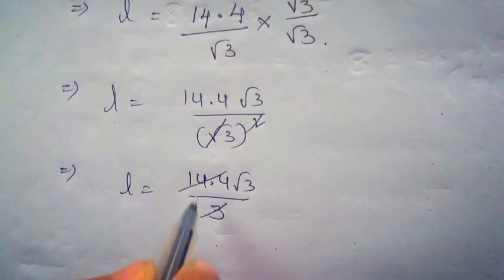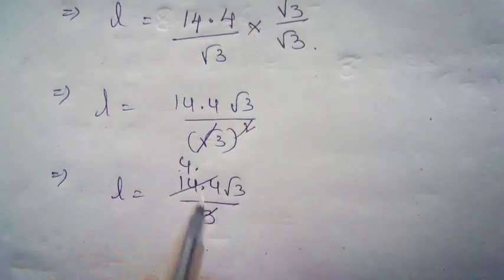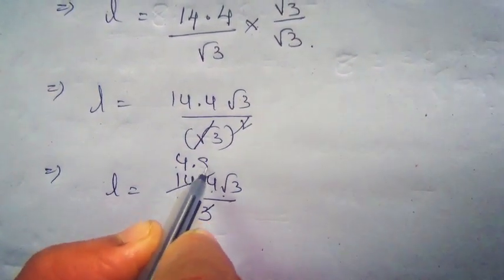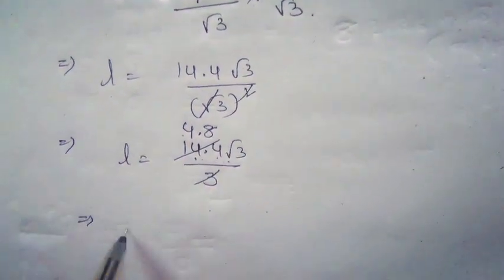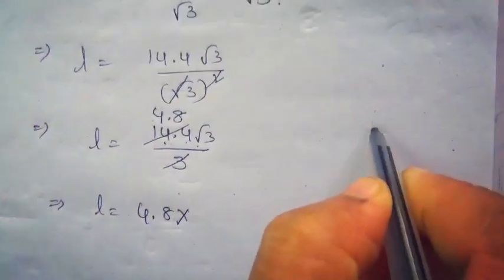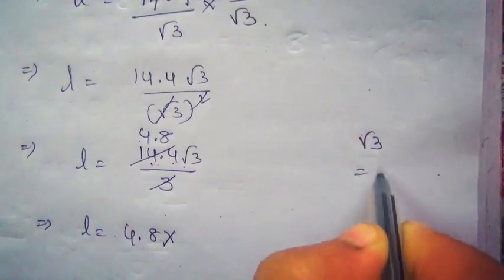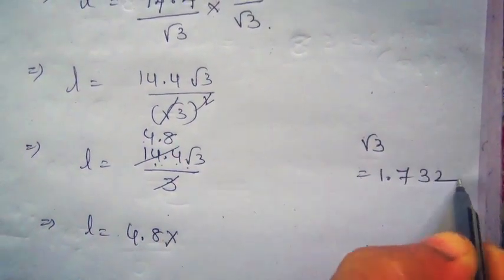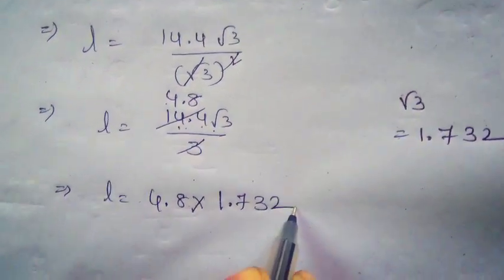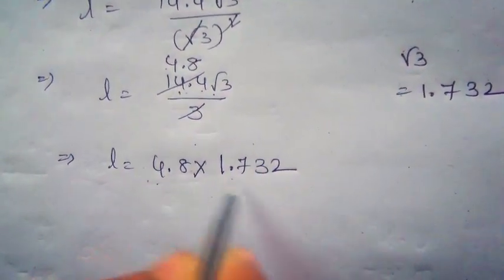When you cancel it, 12, 4 times, point. 2 is there, 24, 8 times. That implies L is equal to 4.8 into root 3. We know that root 3 is equal to 1.732. I am using 1.732 here, so you just multiply these two.